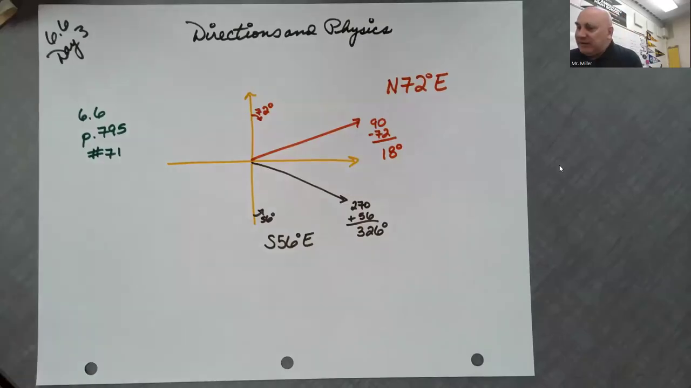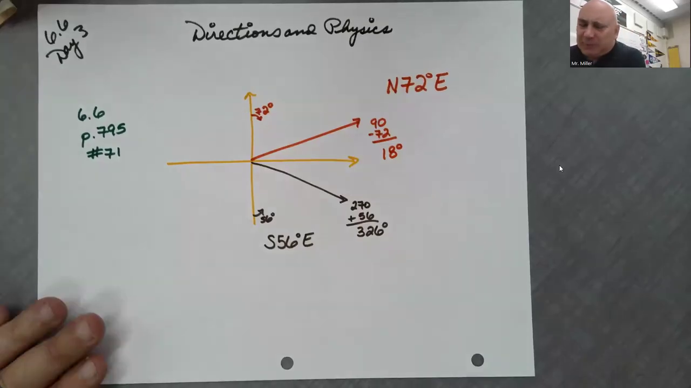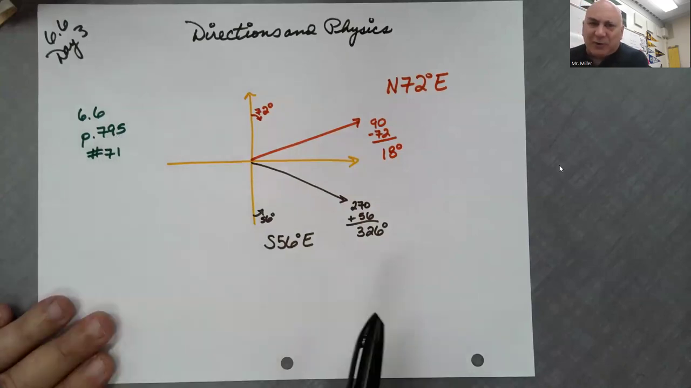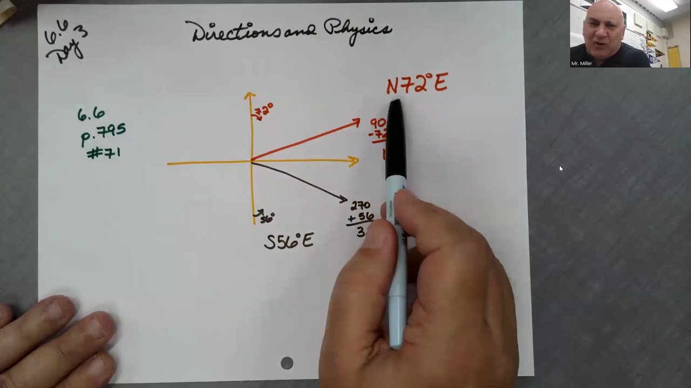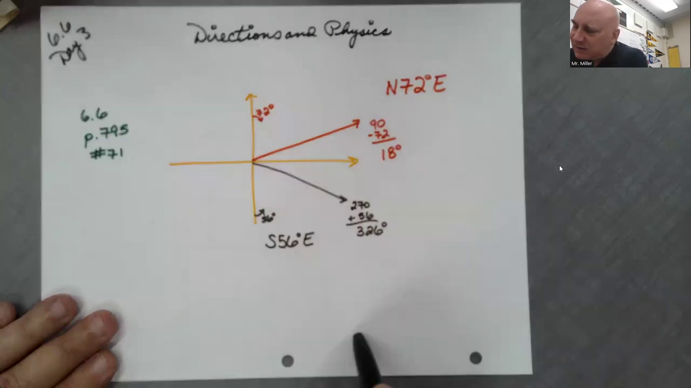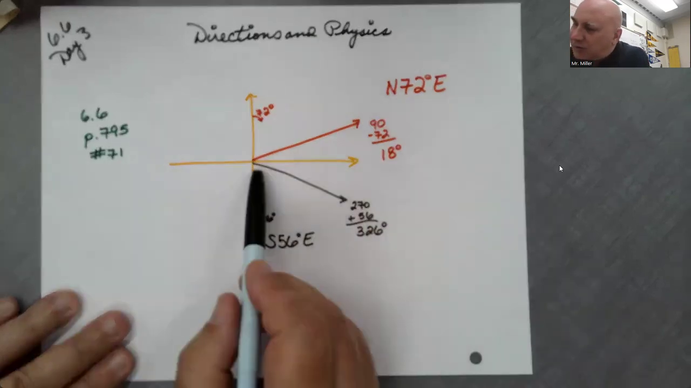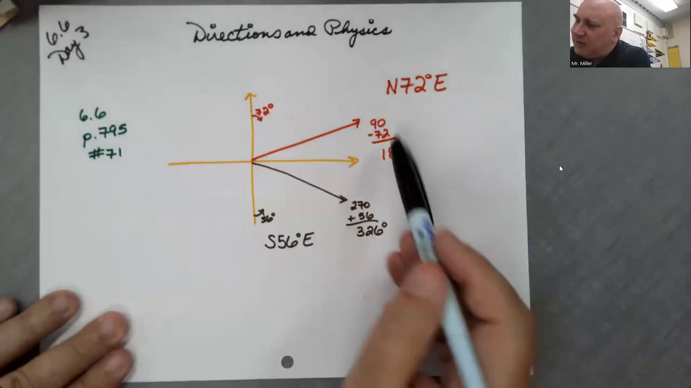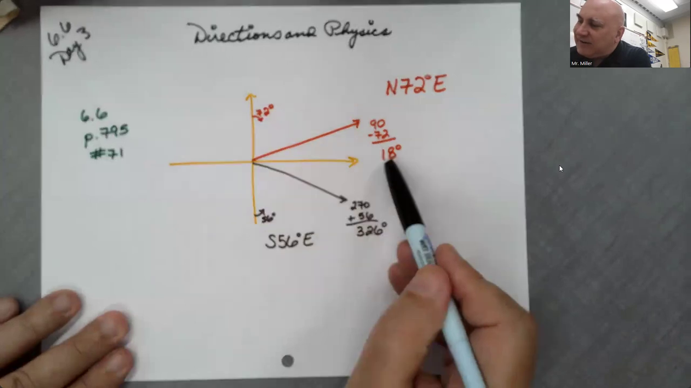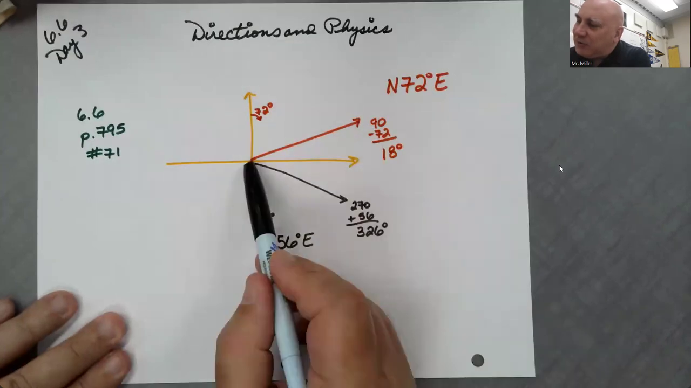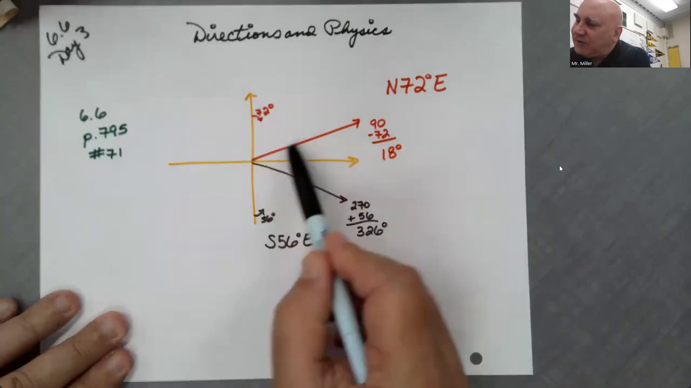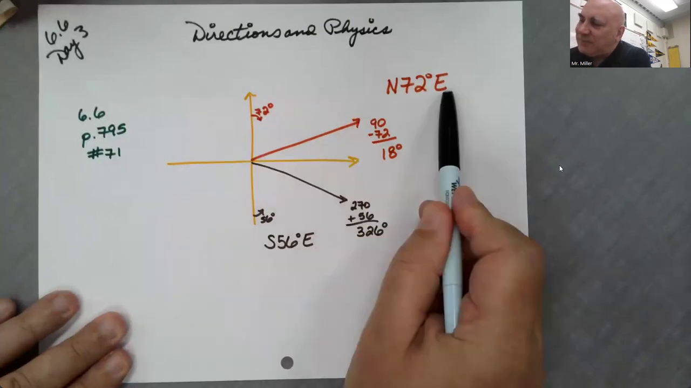Oh, there it is. And lastly, they do some weird things in this book. So if you look on page 795, number 71, they're giving you some directions. And one direction is north 72 degrees east. It means if you go north and then you pivot 72 degrees east, you can see you're really heading in a direction of 18 degrees. Because we went north, then we pivoted 72 degrees. This is north 72 degrees east.